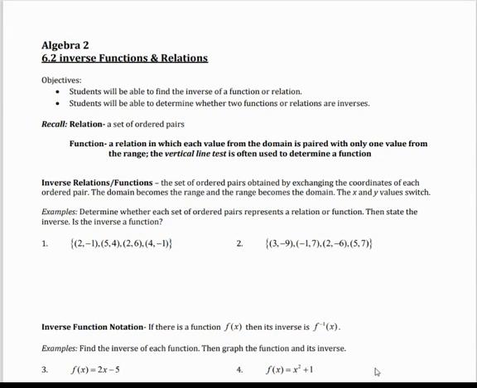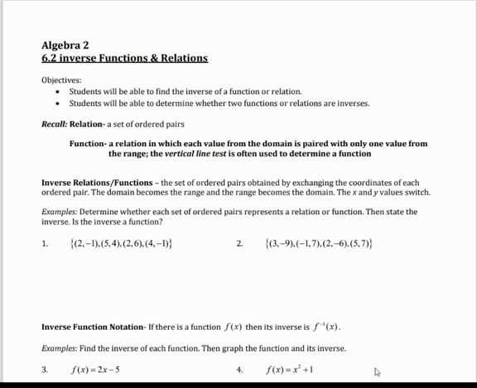Let's talk inverse functions. Section 6.2 is about inverses, the functions in relations. So let's remember from a few chapters back what a relation and a function is. A relation is a set of ordered pairs. A function, remember, is a special relation.